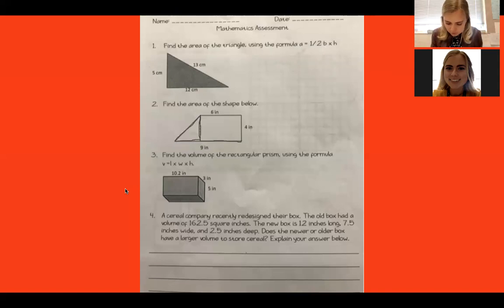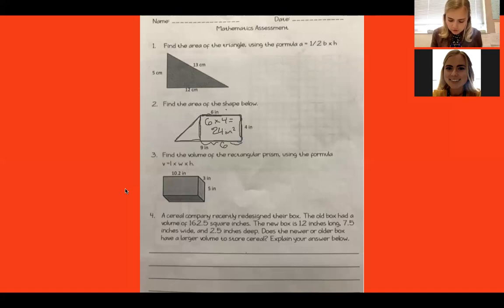So the one we can find quickly is the area of this rectangle. So we have a base of 6 and a height of 4. If the top is 6, that means the bottom is 6. So this part is 6. So we're doing 6 times 4, which gives us 24 inches squared. That's the area of just the rectangle.